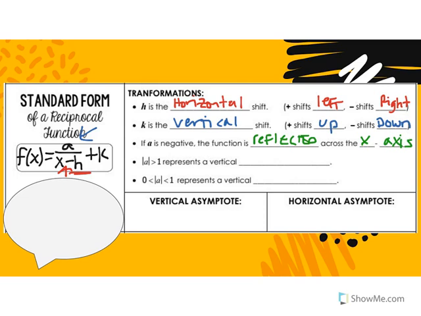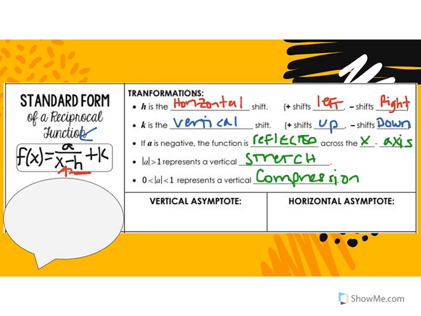These little bars mean the absolute value of A is greater than 1, which just means it's a whole number. That represents the vertical stretch. So this thing is actually getting widened out, it's stretching it out. Then if A is between 0 and 1, so a fraction or a decimal, that represents a vertical compression. So it's actually squeezing it and making it compressed. So this is a compression.